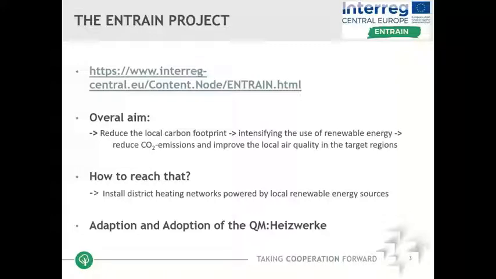One of the solutions for that at local scale is to install district heating networks powered by local renewable energy sources, which are biomass, solar, waste heat, heat pumps, or geothermal energy. Forging ahead these solutions in the target regions, this is the main focus of the ENTRAIN project.